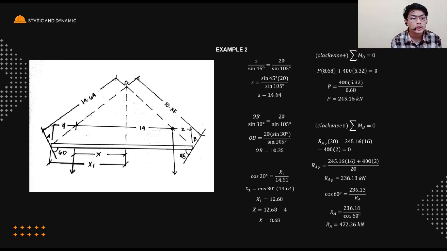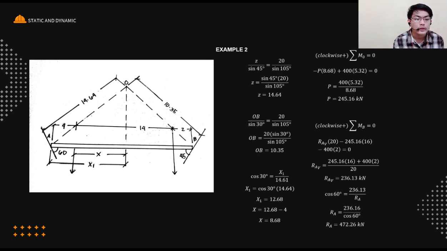Then moving forward, we have clockwise positive moment at B equal to 0. So our RAV, with its moment arm of 20, and then the negative 245.16, which is negative because it is counterclockwise, with its moment arm of 16, which is 14 plus 2, and then negative 400 multiplied by 2, equal to 0.